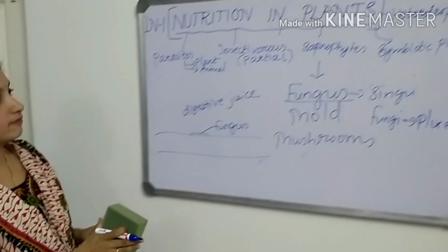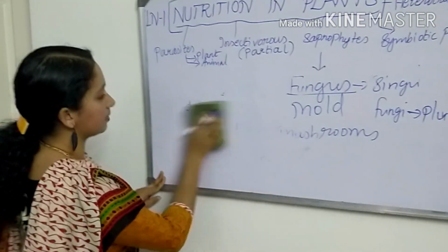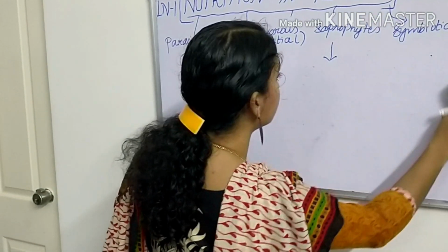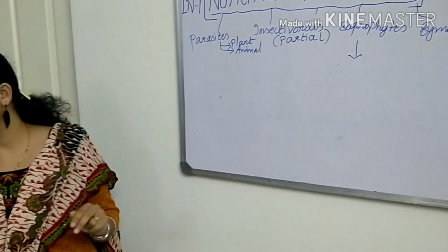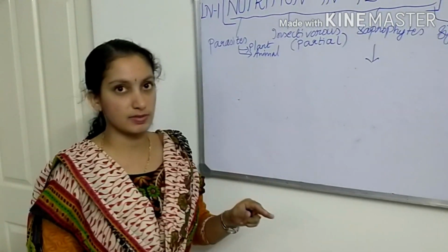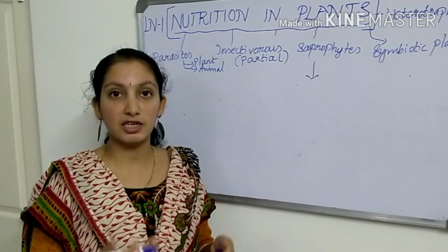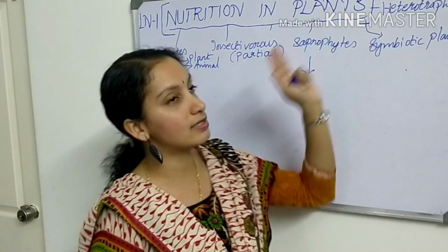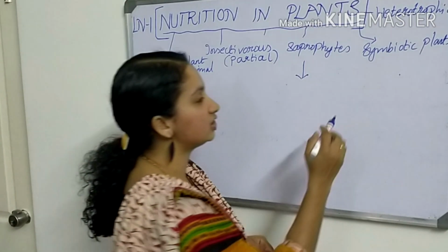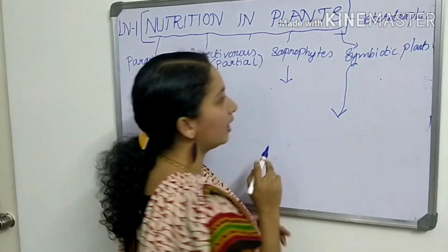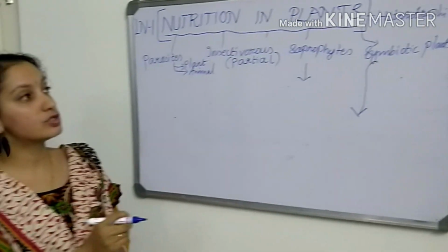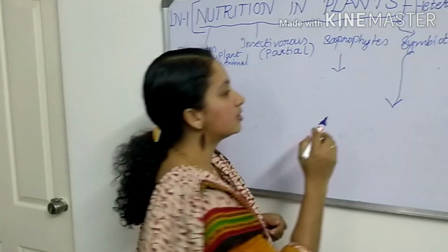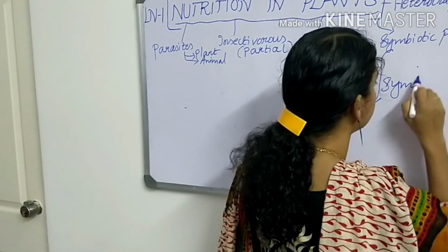We're moving to the next one, symbiotic plants. Symbiotic means there is a mutual relationship between two organisms and both are benefited from that relationship. That's the last type of heterotrophic mode of nutrition. So who are having the friendship to do this mechanism of symbiosis? Symbiosis.